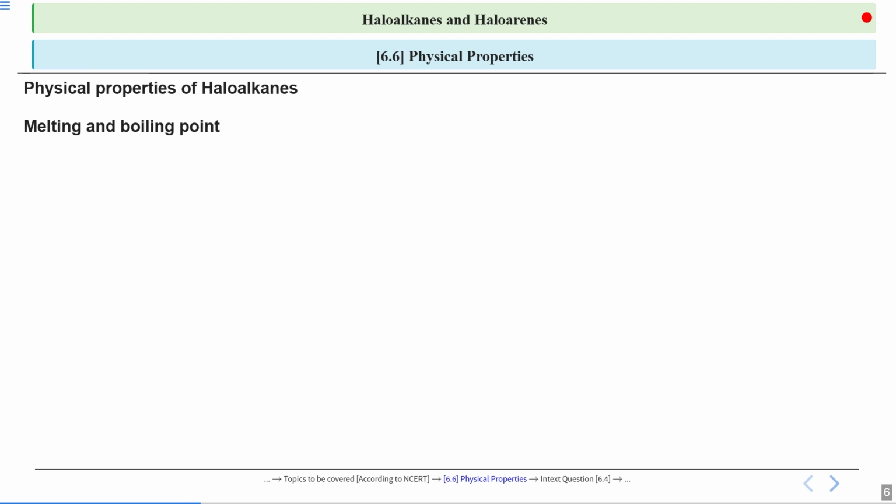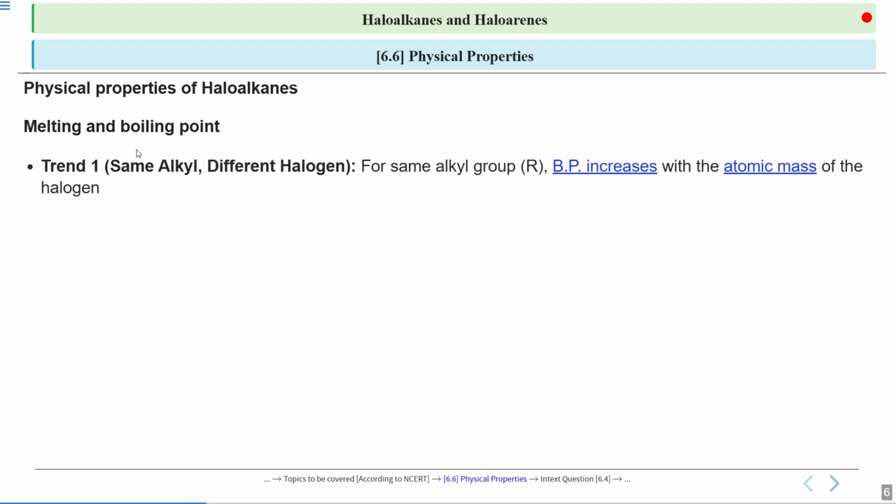So we are talking about the melting and boiling points of the haloalkanes. Let's observe trend number 1, where the alkyl group is the same, but the halogen is different. So we are changing the halogen, but keeping the same alkyl group, let's say R. It can be methyl, ethyl, propyl, any alkyl group, but you should take the same alkyl group bonded with different halogens.